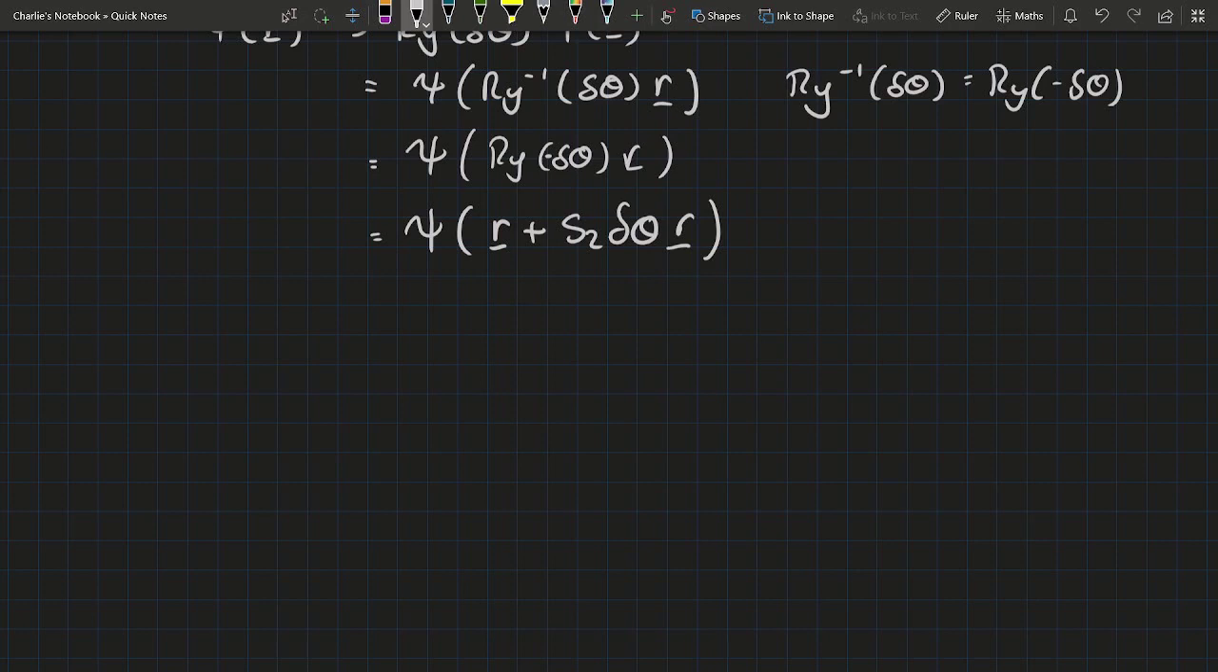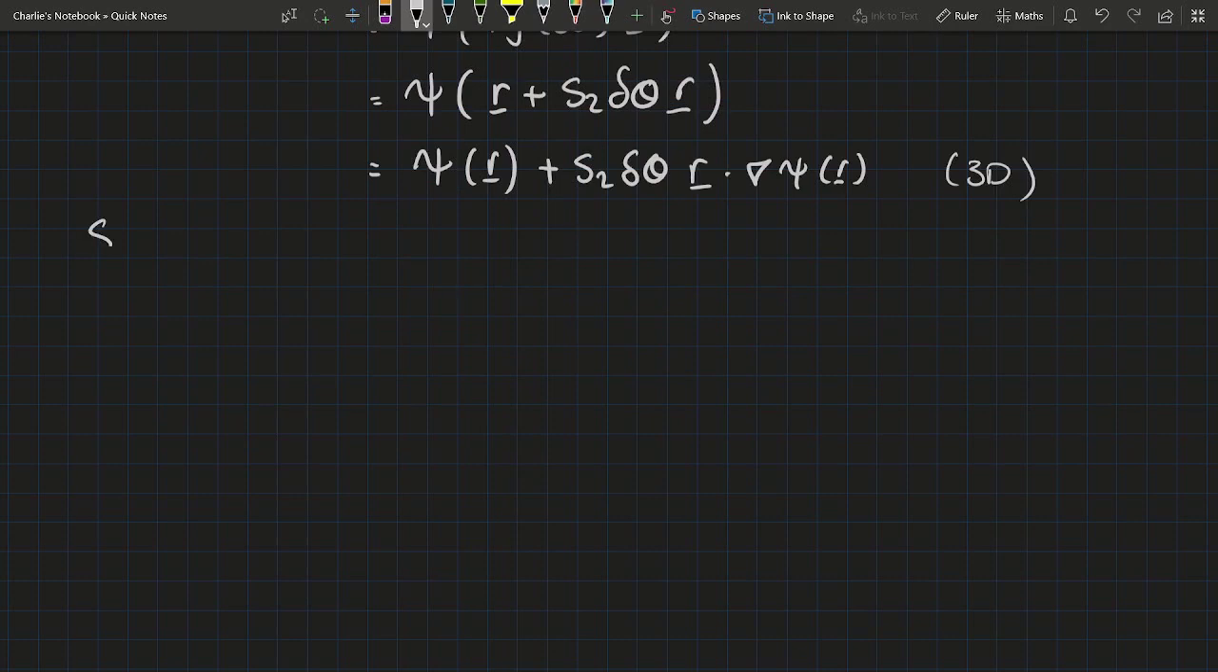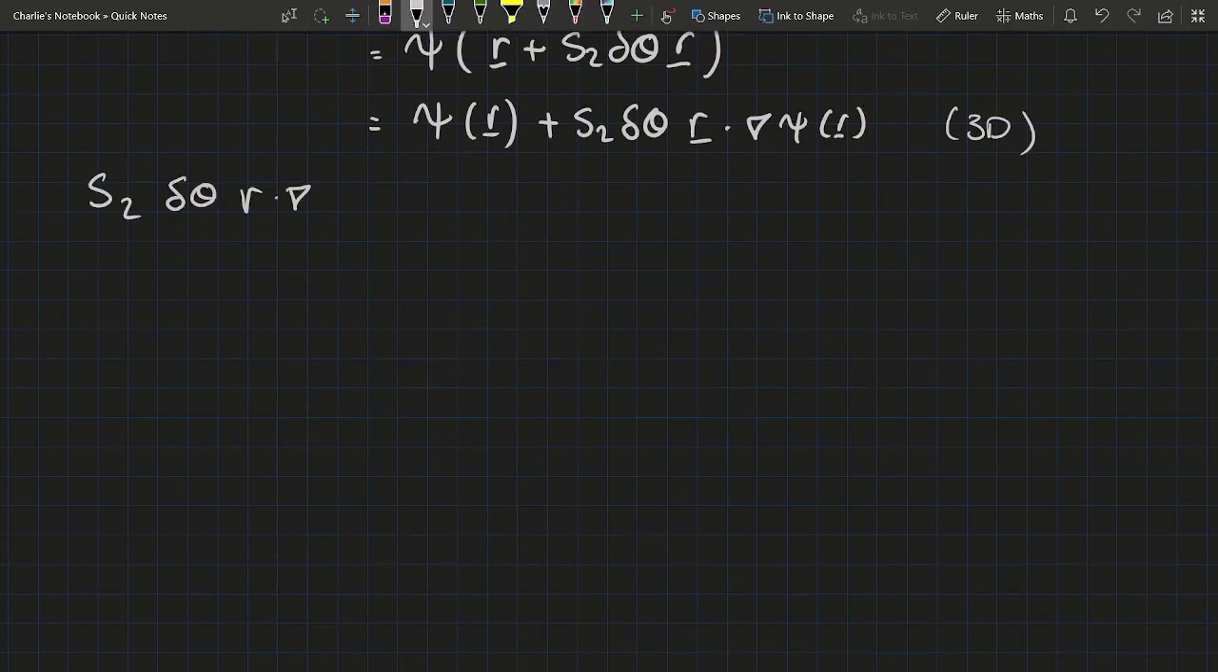Since the angle is small, we're able to perform a Taylor expansion to first order, which will give us psi of r, if we expand about r, plus S2 delta theta r dot del psi of r, where we're taking this operation in 3D. Now we wish to explore what S2 delta theta r dot del is.